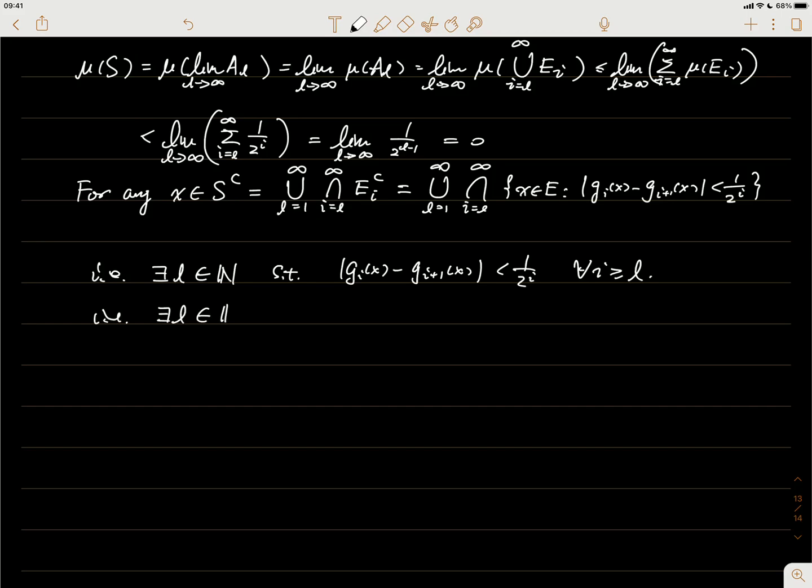And this also means there exists L. So from this I can derive that because each one of them is less than 1/2 to the I, when I take the sum of them, it's going to be less than or equal to the sum of 1/2 to the I, and that is equal to 1/2 to the L minus 1 as we showed before. Okay, so for any X, we can show that there exists some L such that this series starting from L is less than 1/2 to the L minus 1. So that means this is going to 0, which means this gi of x, considered as a sequence of numbers, converges absolutely at the point x, right?